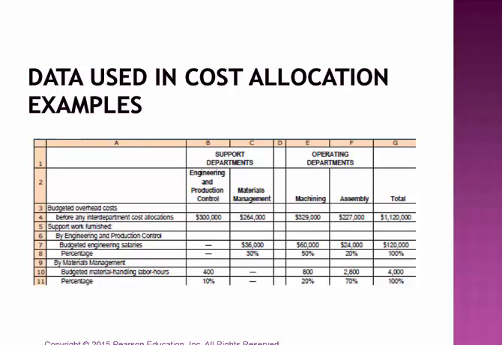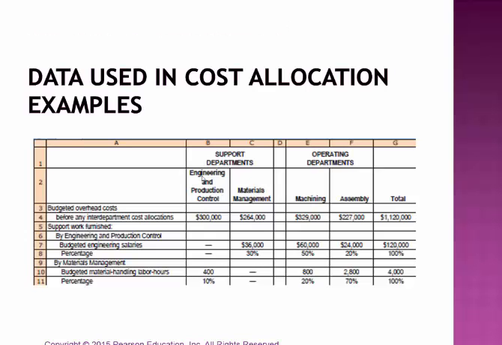Alright, so again, here is our data set. Materials management receives 30% of engineering, production, and control. Materials management, 10% of it goes to engineering, production, and control. So again, 30% of engineering, production, and control is for the materials management department, and 10% of materials management is for engineering and production control. So we need those two numbers so that we can plug them into our formulas.